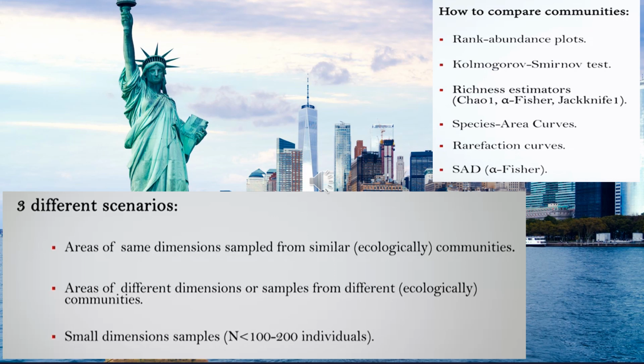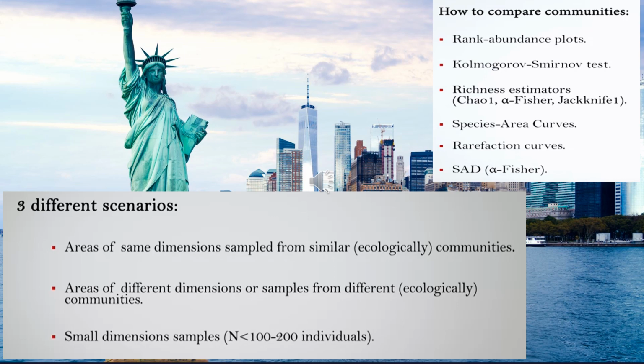So you can see if the difference is statistically relevant or not. You can use richness estimation, for instance Chao 1, Alpha Fisher, or jackknife, because they estimate the expected number of species and are very useful to understand which community is richer than the other one. Another way is to use the species area curve, as an accumulation curve or rarefaction curve, to understand the differences in community. Or we can use the species abundance distribution and calculate the Alpha Fisher.